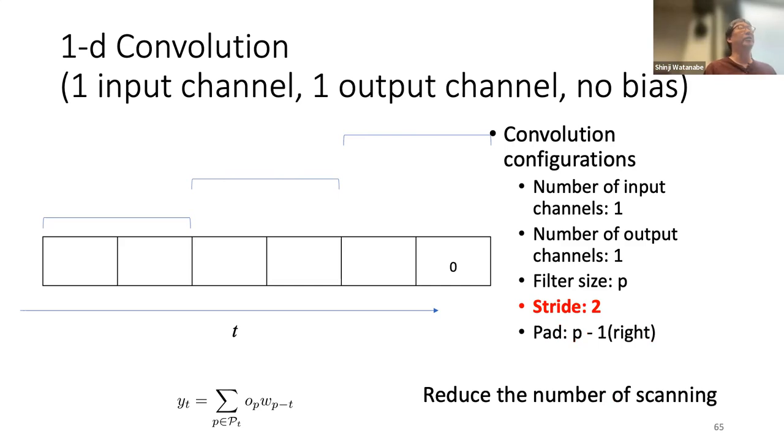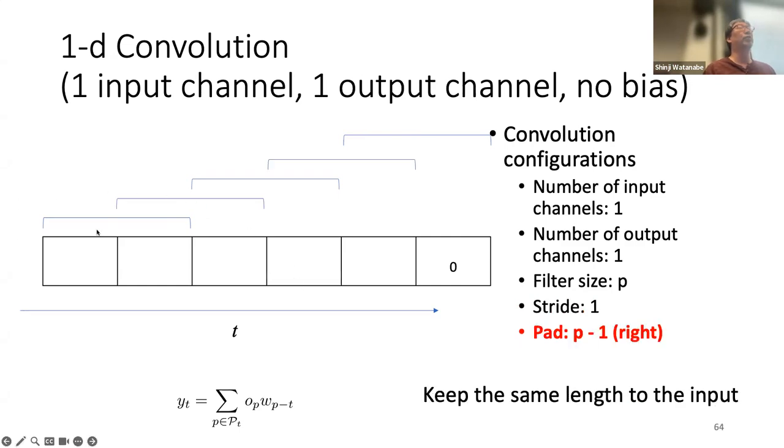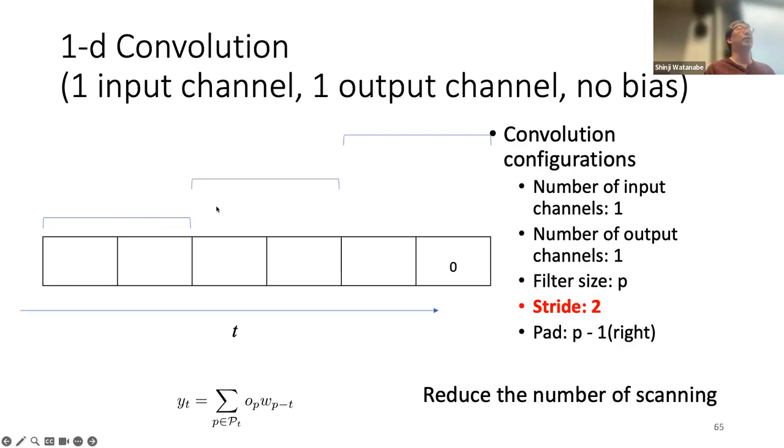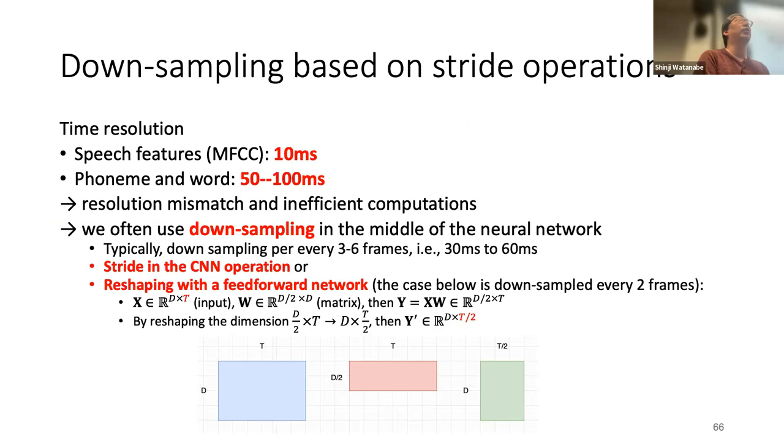The second important part is stride. I explained the filter operation shifting by one each time, but if the information is redundant, we have so much overlap. In the simple case, we can make the stride two, and then we can reduce the computational cost. However, in this case the number of outputs would also be reduced, so we have to be careful about it. In other words, by using stride, we can control the length of the output. This is called the downsampling technique.